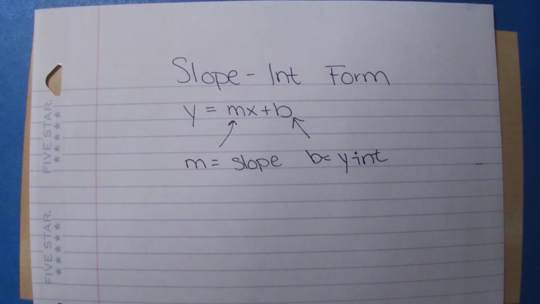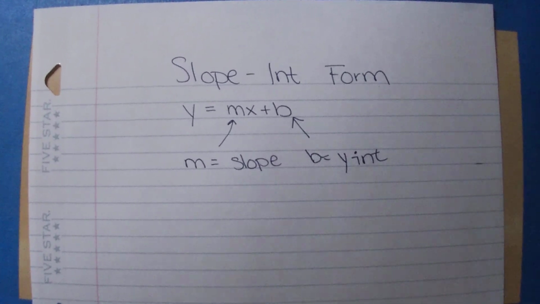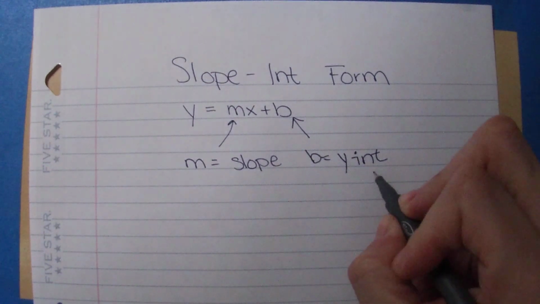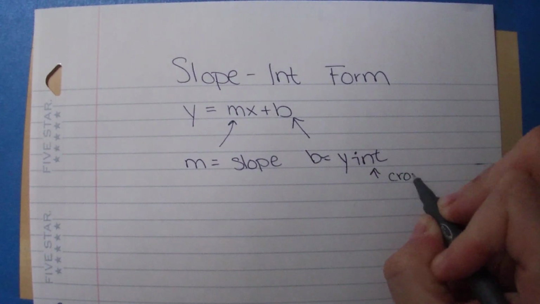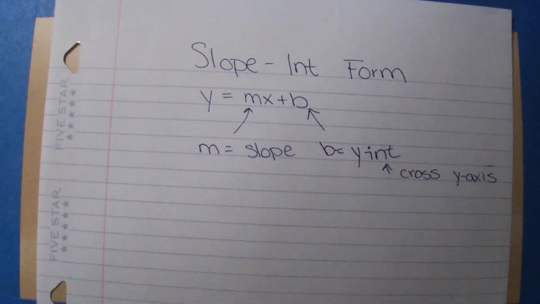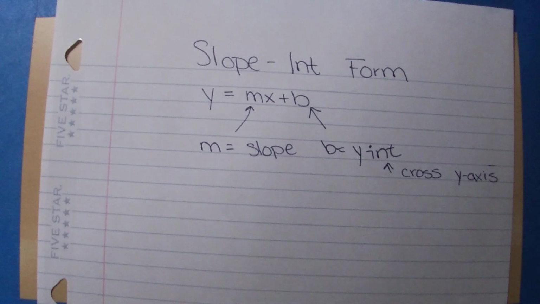Okay, so slope, like we've already talked about, tells us the steepness of the line. So how much it's going to go up or down, how steep that's going to be. And then our y-intercept tells us where it's going to cross the y-axis. So we're going to talk about our slope, and we're also going to talk about where it crosses the y-axis.